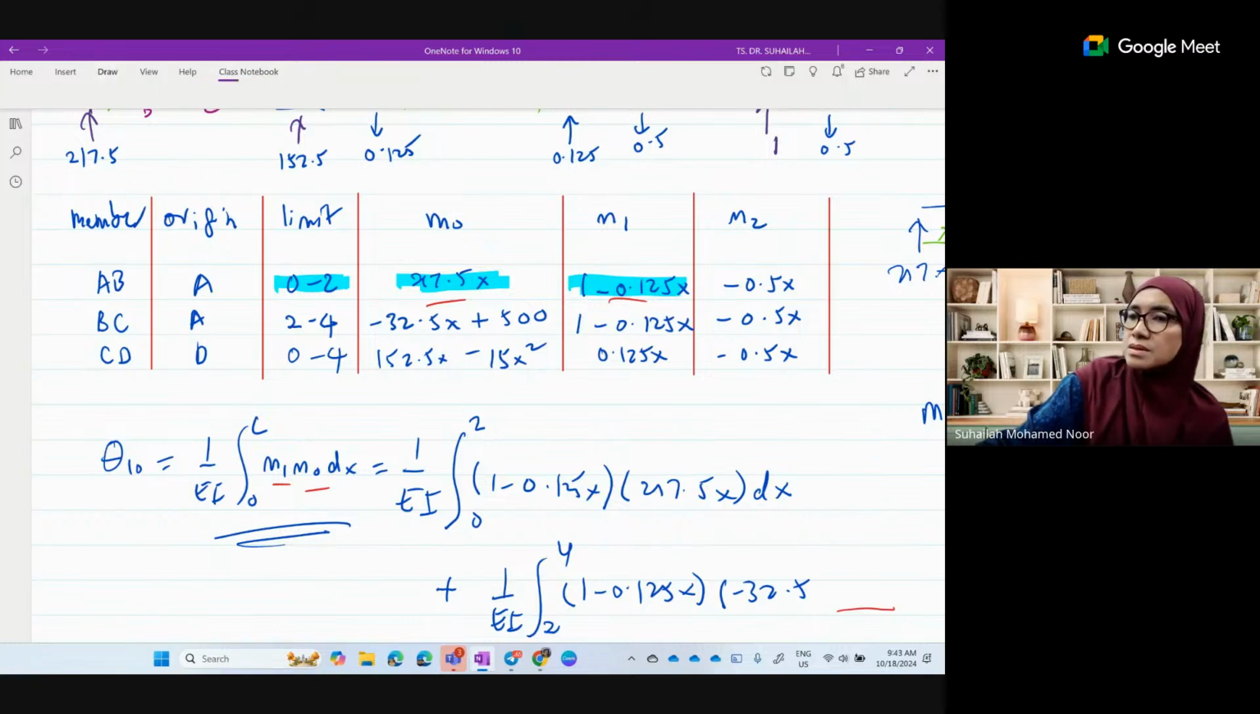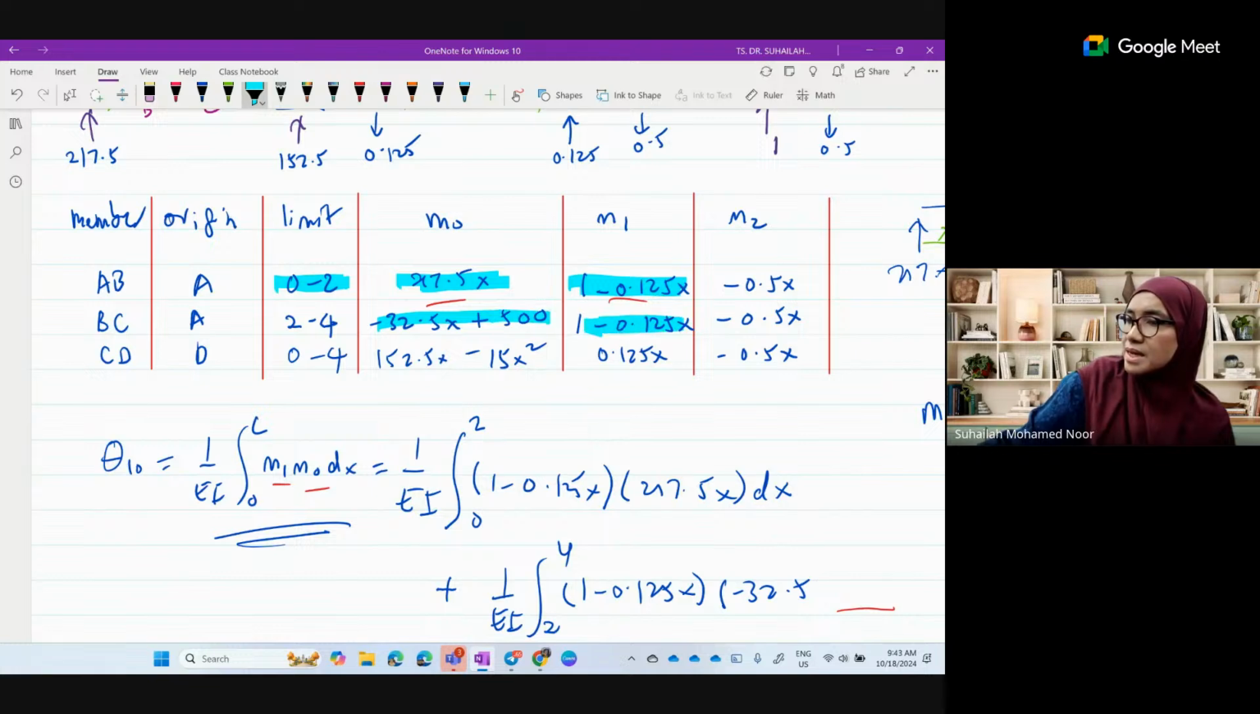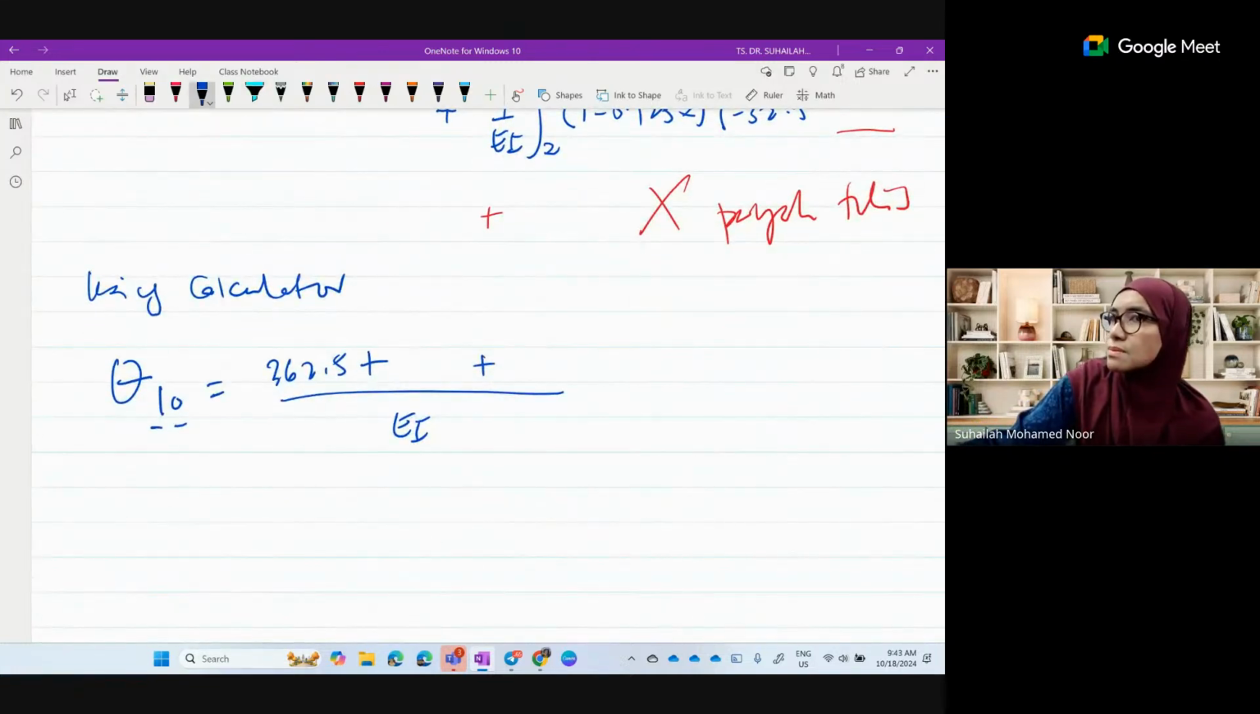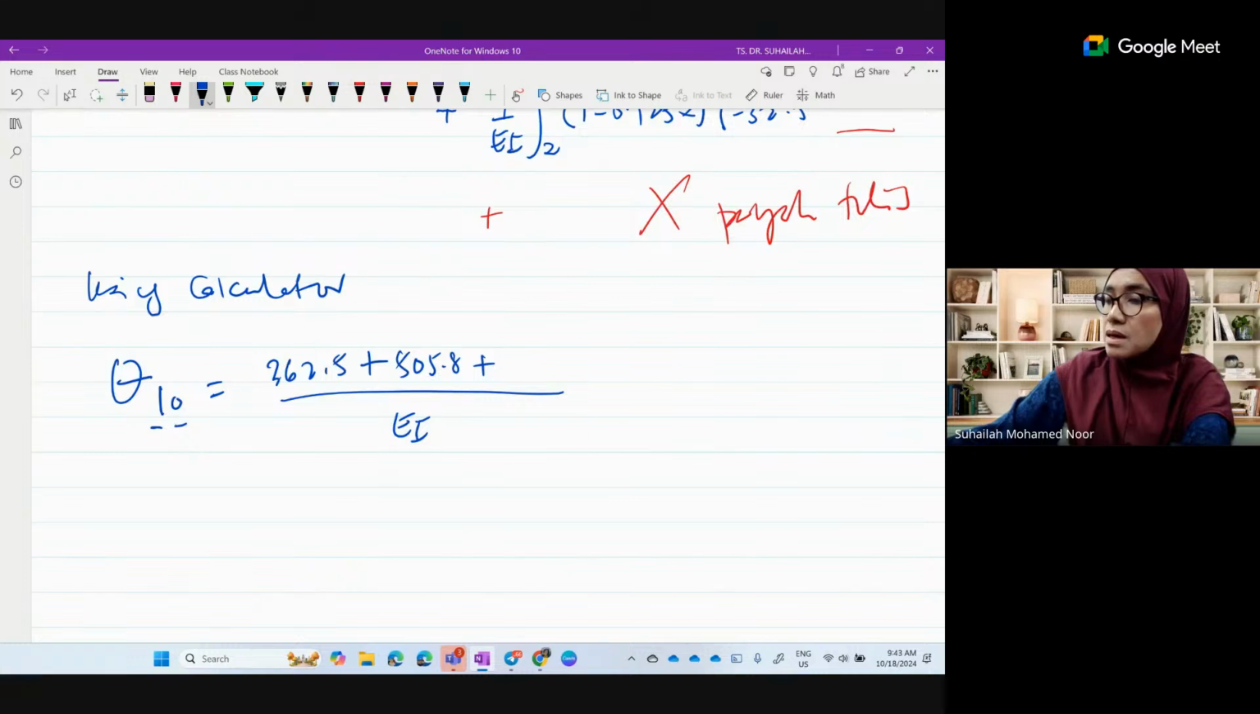Next one yang ni. M1 dengan M0. Mana-mana kan dulu lah pun boleh je kan. M0, M1 pun boleh. Okay, so dua-dua tu integrate limit 2 to 4. Berapa? 505.83. Okay, this is for BC.